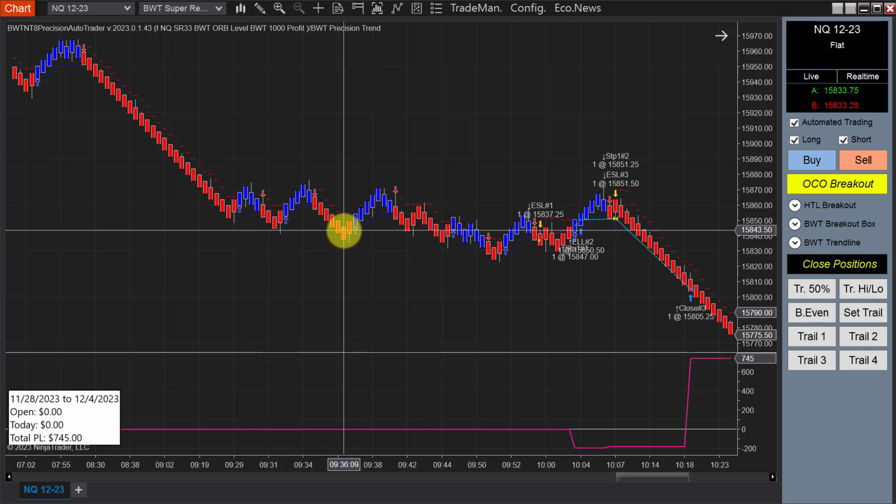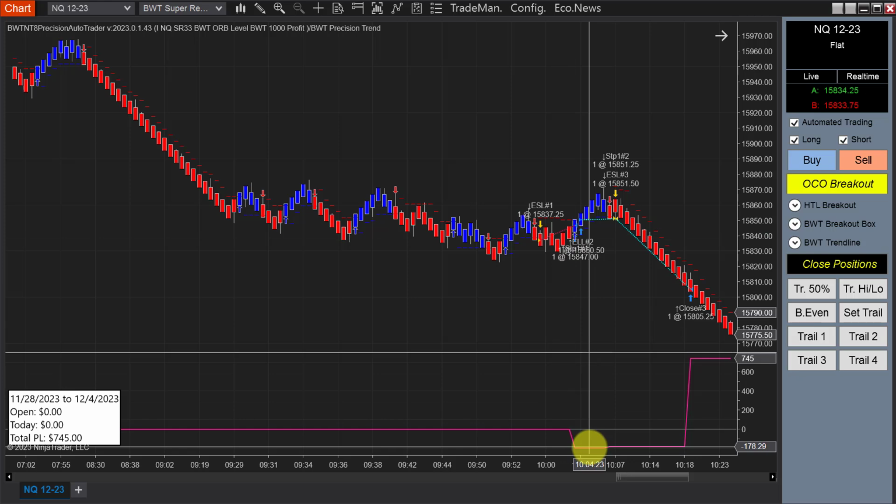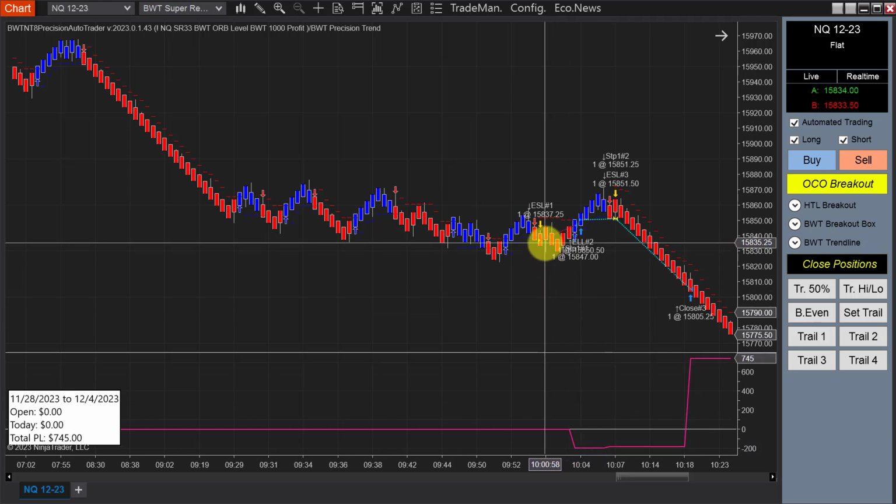This template can handle some small losers. As you can see here, there was just a little bit of a drawdown, just under $200. There was a losing trade here.